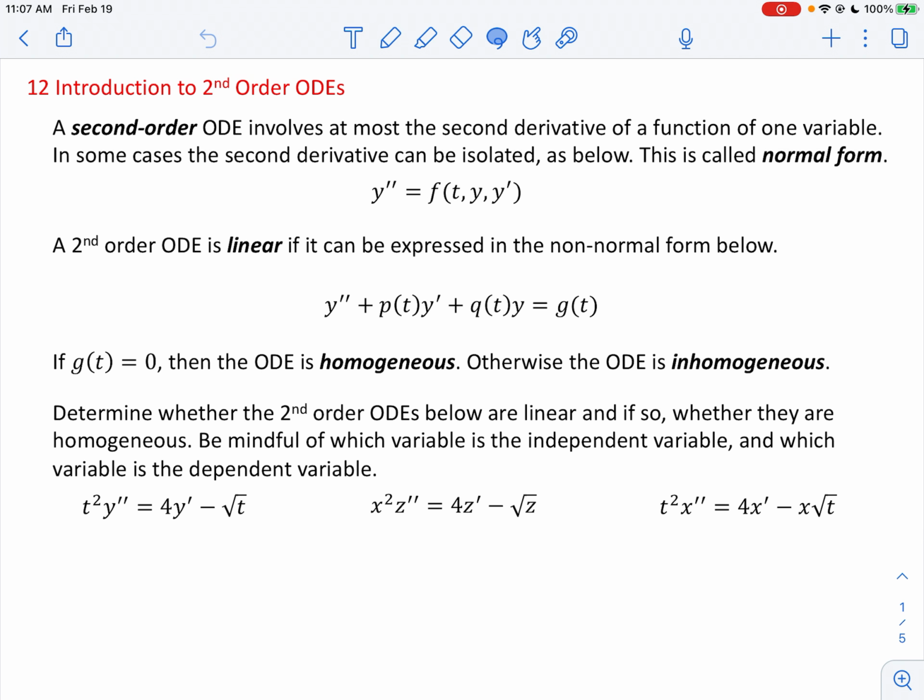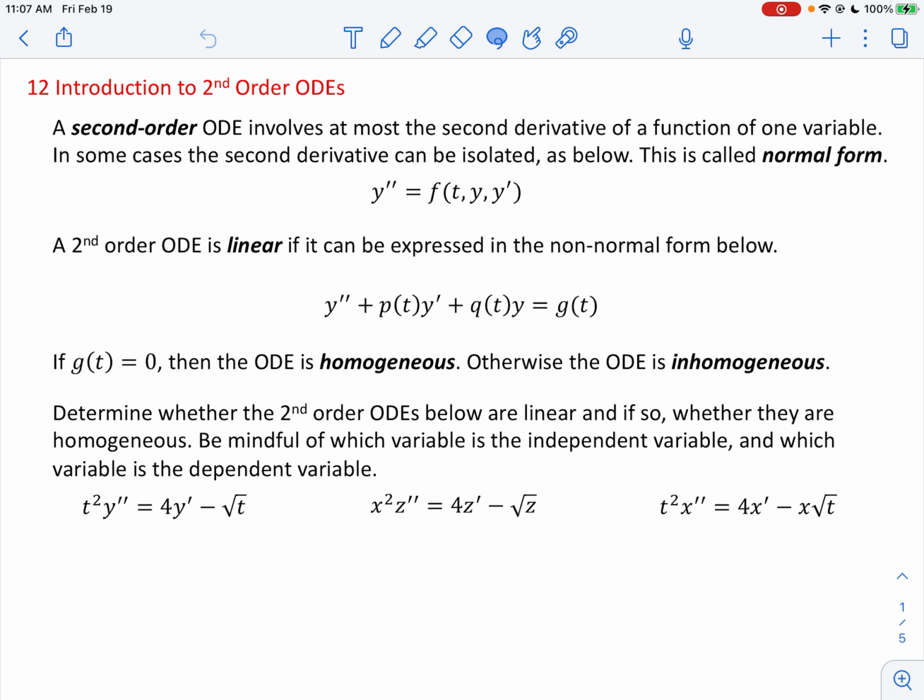Now these letters, of course, could be anything. You could have w be your dependent variable and x be your independent variable, so don't get caught up on y's and t's only. Continuing, a second-order ODE is linear if it can be expressed in the non-normal form below. So for a linear second-order ODE, you do have the second derivative isolated, or I should say, not necessarily isolated on one side of the equation, but you have a coefficient of 1.